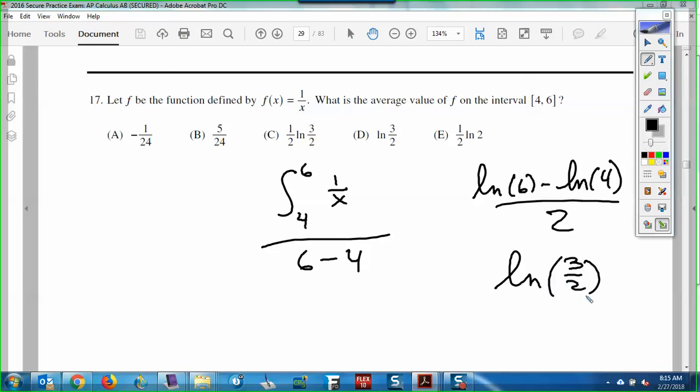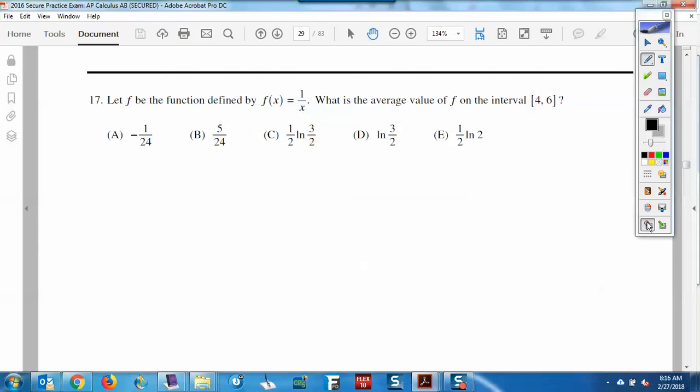ln 3 halves, with the 1 half out in front, right? 6 divided by 4 when you have a minus. Okay. You do a few of these multiple choice questions, you think we ought to have an entire class just on properties of natural log, because it seems to show up so much. They just love making you work with natural log for some reason.